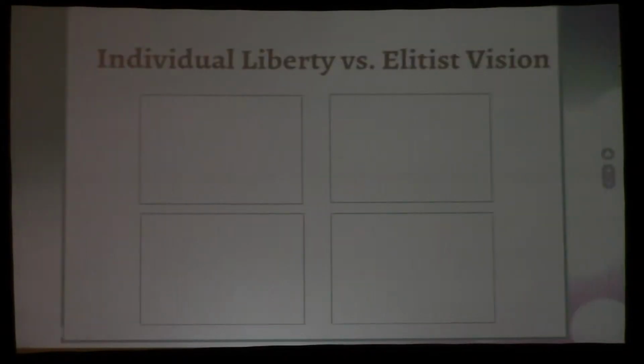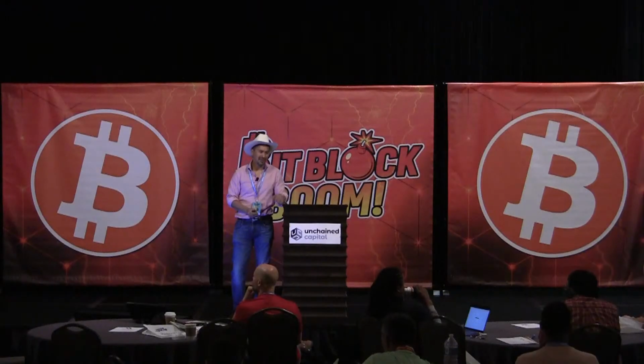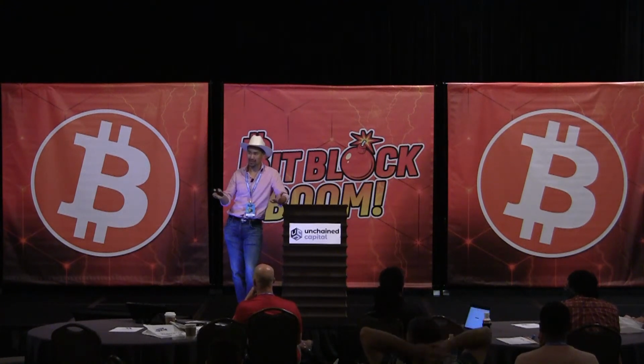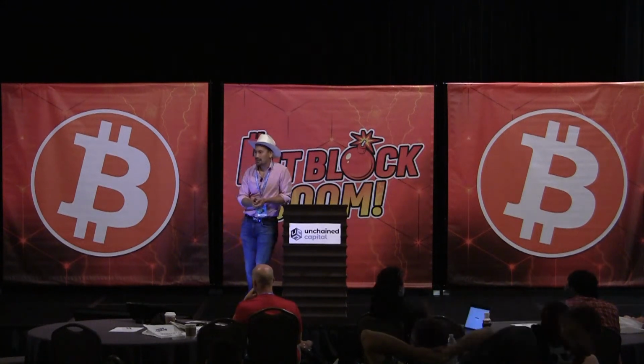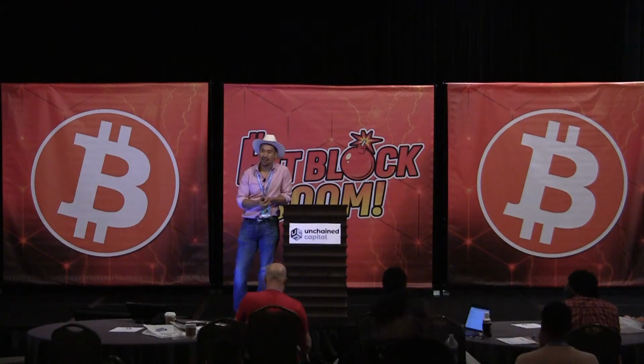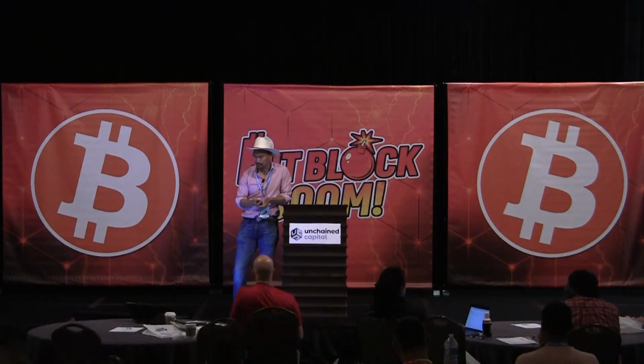Let's talk about the role of government, because there are two possible roles of government: individual liberty versus an elitist vision. According to the Declaration of Independence, it's all about individual liberty, right? The government's job is to make sure that you protect the rights of individuals.